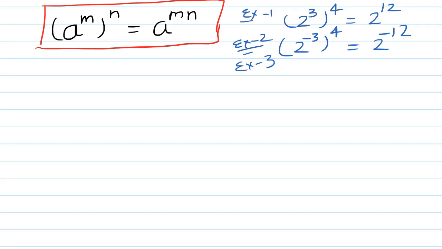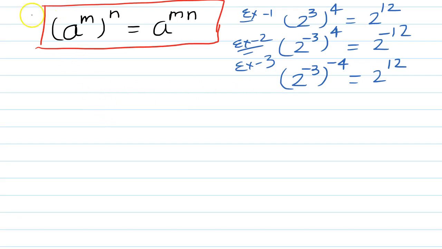Okay, so example 3: 2 to the power minus 3, and outside is minus 4. So I'm trying to cover every single aspect. Minus and minus becomes plus, and 2 to the power 12, 3 times 4 is nice and easy.